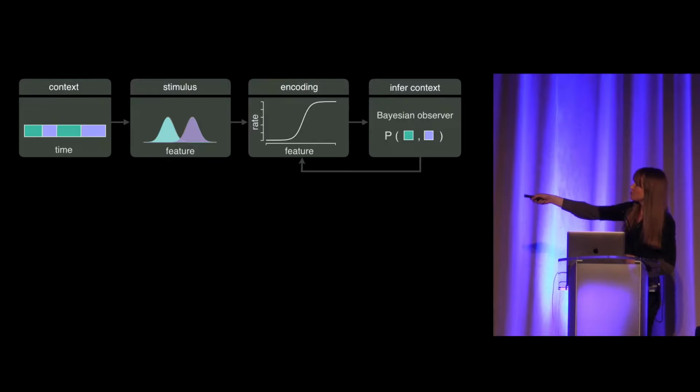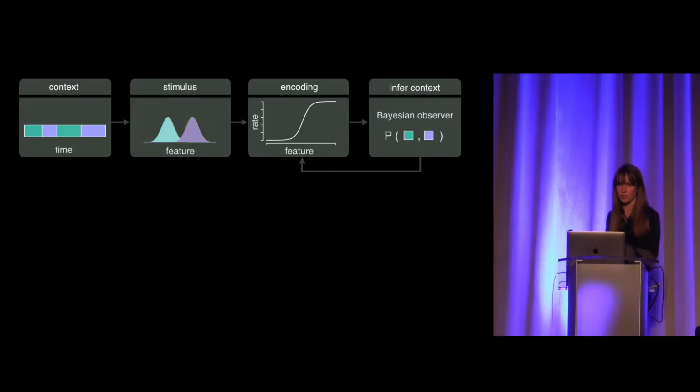And then we're going to encode these stimulus features like we sketched out in the first part of the lecture, and then use the output of this encoding to build and update this Bayesian observer model. And so once the Bayesian observer builds and updates this estimate of which context the environment is in, it can in principle use that estimate and feed it back upstream in order to adapt this encoding step.